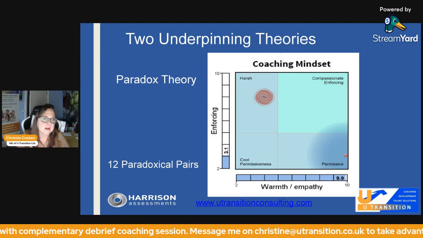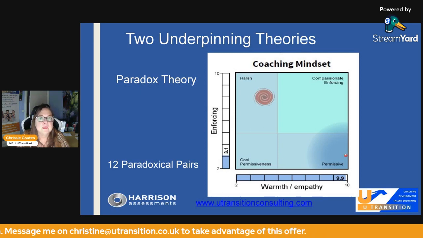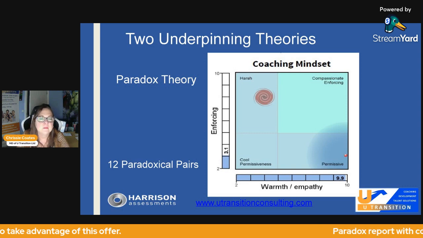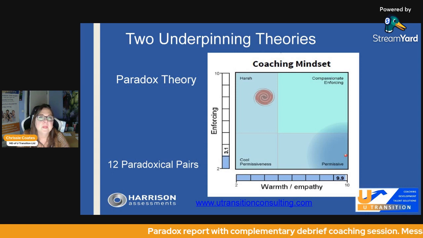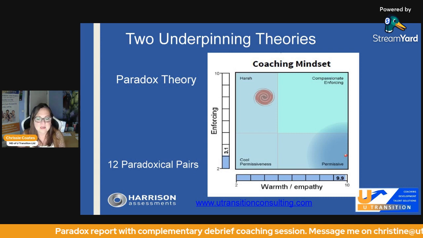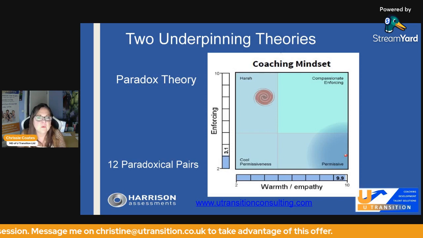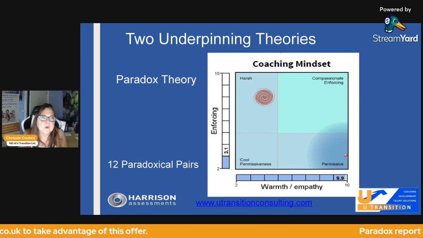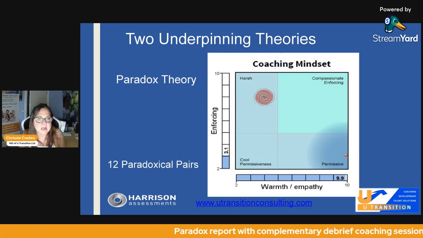Now, when both traits are high, so if enforcing was to come up to, say, 9 as well, that little dot would trot up the screen and it would be in the compassionate enforcing box. And the behavioural range would come with it. So we would have a leader who was able to set expectations, be really clear about what was expected, hold people to account, but do it in a way that was warm and empathetic and got the best out of people. So ideally, we need both of those traits to be highly scoring in order to give us the best behavioural outcome.